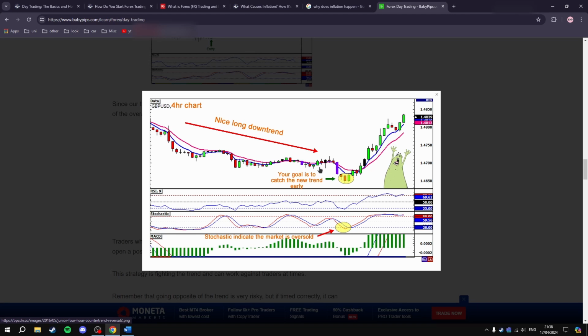Nice long downtrend. Your goal is to catch the new trend early, so from here. Stochastics indicates that the market is oversold. And then it goes up.